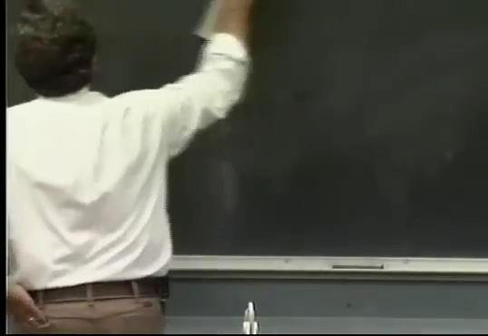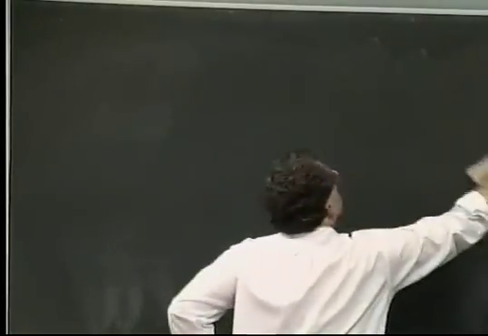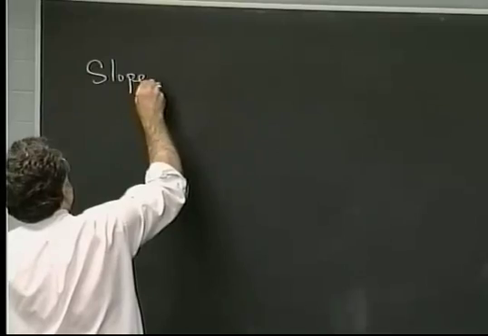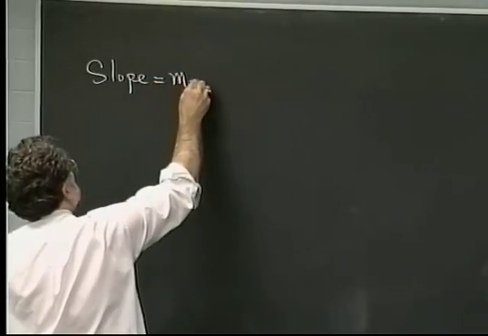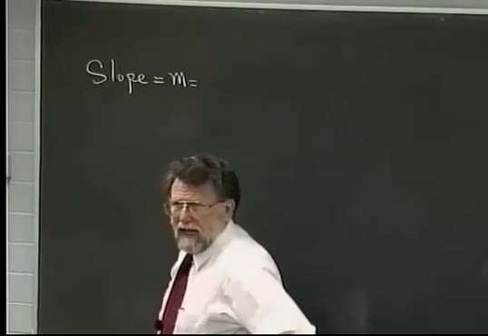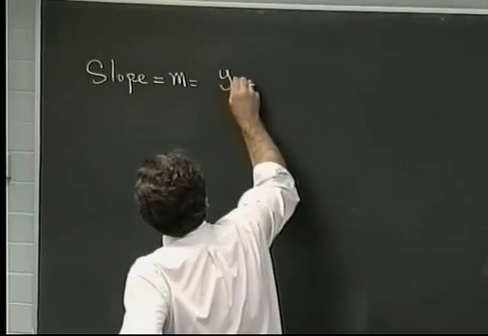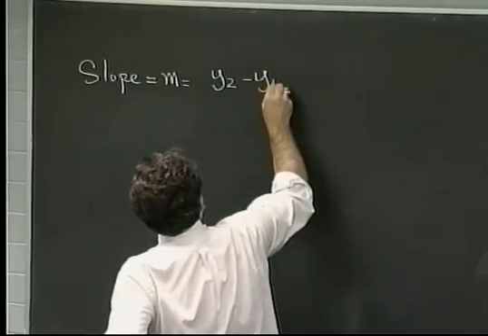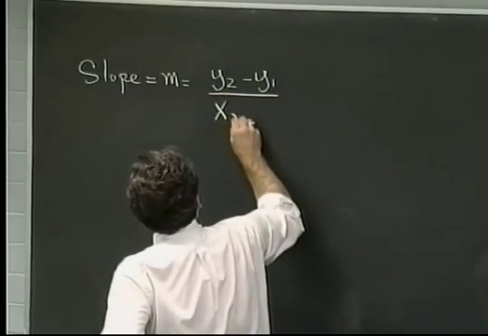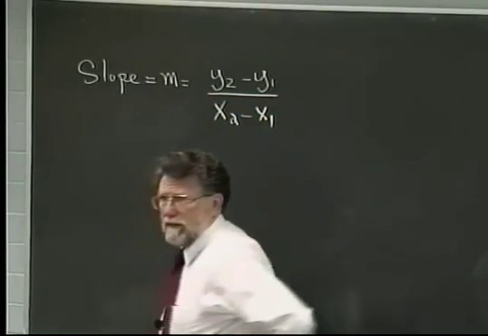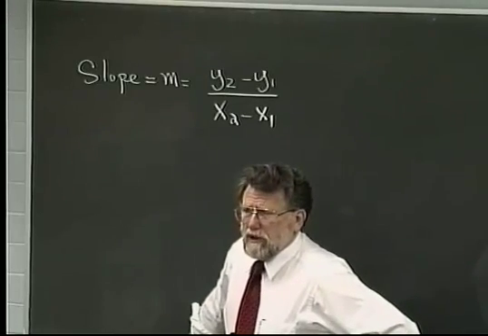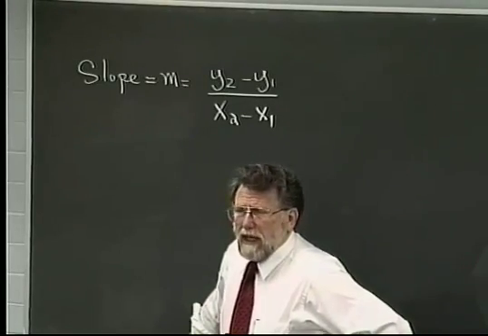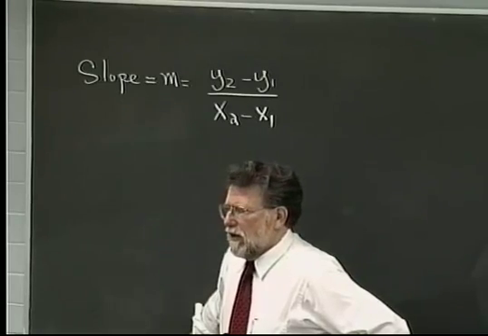I need to get this a little bit cleaner than it is. Never did get time to finish the erasing, so I'll try to go as I go along here. But the slope is also designated with the symbol m. And the slope is going to be y sub 2 minus y sub 1 over x sub 2 minus x sub 1.